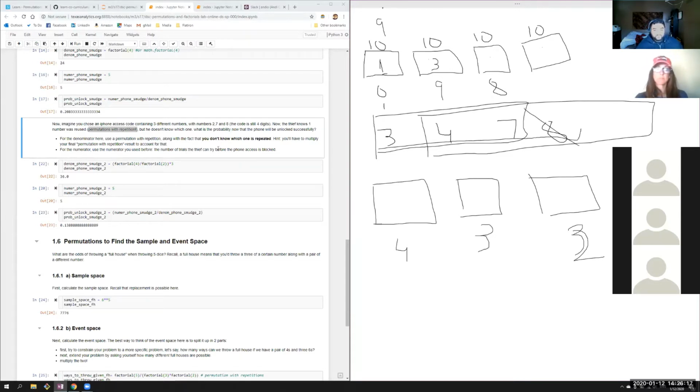So for the numerator, use the numerator you used before, the number of trials he can try before the phone access is blocked. So again, the event space is still the same. He can still only try 5 times before it's blocked, but he has a smaller universe of possible combinations to select from. So it's only the denominator. The denominator now will become factorial 4 divided by factorial 2.